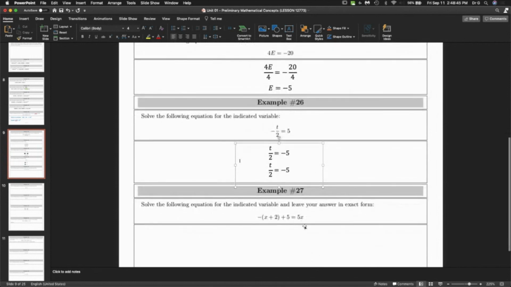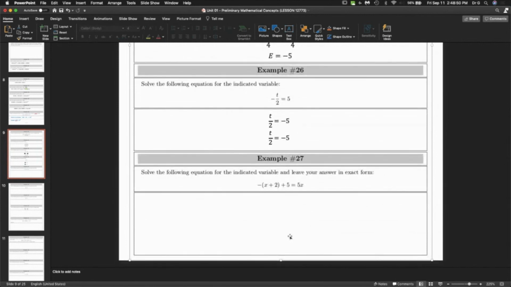Yeah, print it out. If you have the chance to print it out, print it out. Ultimately, you're going to be given the digital files anyway.